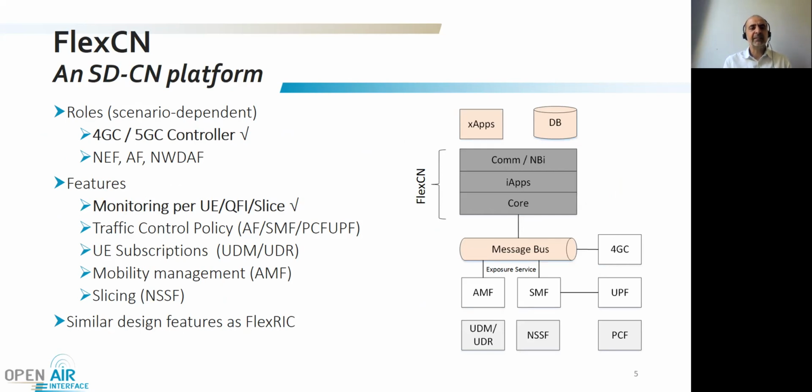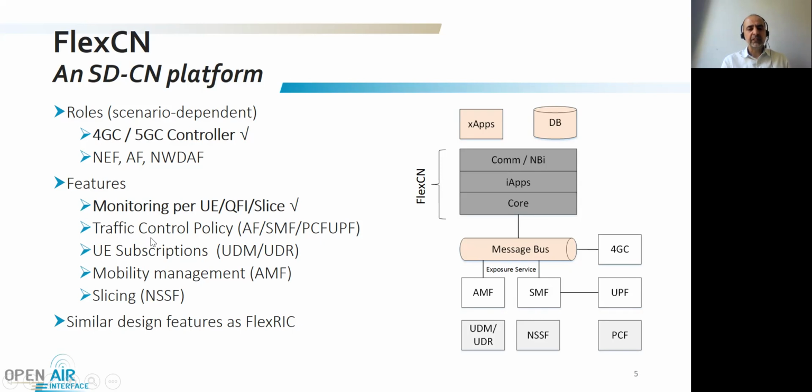But at the same time, FlexCN could take the role of network exposure function, application function, or even network data analytic functions. FlexCN features the following functionalities: monitoring of different network elements such as AMF, SMF, and UPF, as we see in the picture on the right, which is currently implemented and supported.